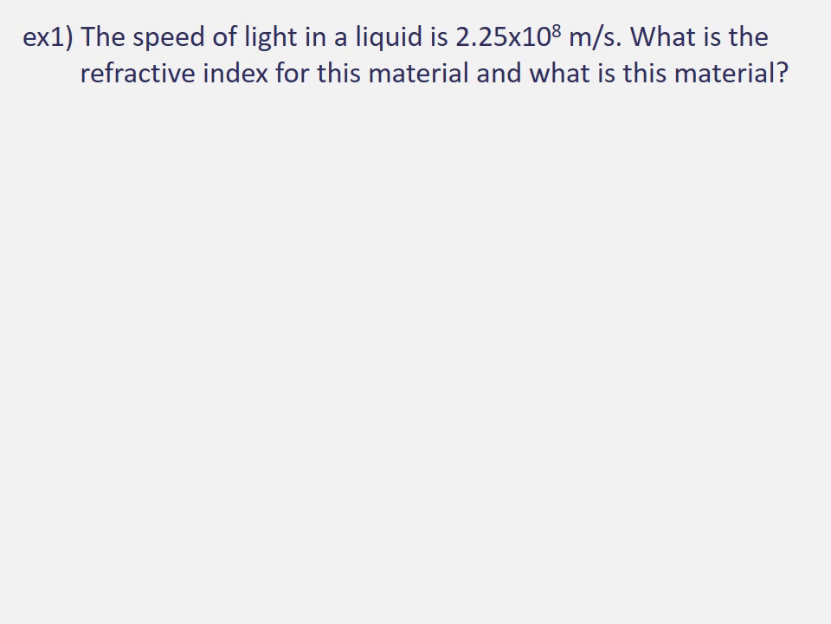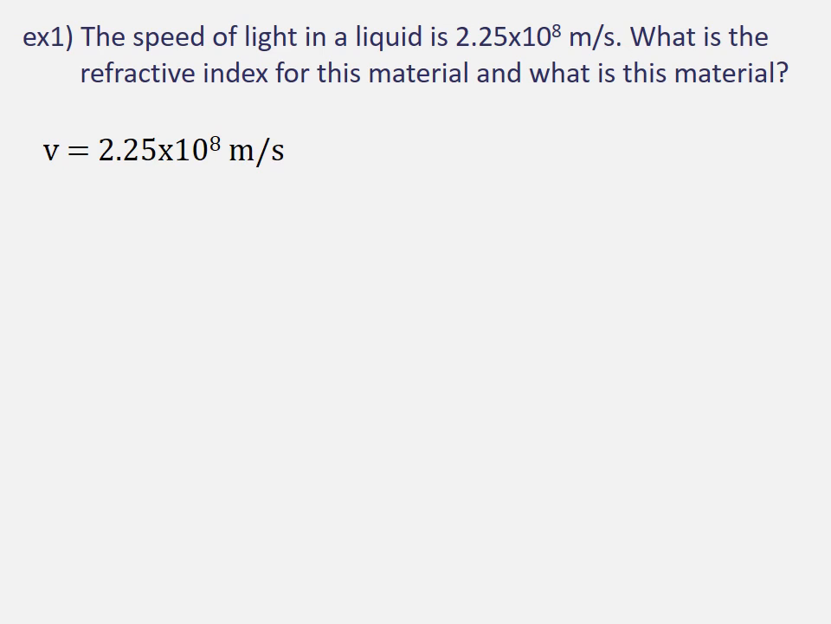Example 1, the speed of light in a liquid is 2.25 times 10 to the 8 meters per second. What is the refractive index for this material, and what is this material? The first thing we're told is that the speed of light in the liquid is 2.25 times 10 to the 8 meters per second. So that is the speed of light in that material, so that will be V in our variable list. So V equals 2.25 times 10 to the 8 meters per second. Keep in mind, we're also told this is a liquid. So when we look on the list, we're going to want to pick out a liquid and not a solid. It's the closest liquid to whatever the refractive index is that we find.